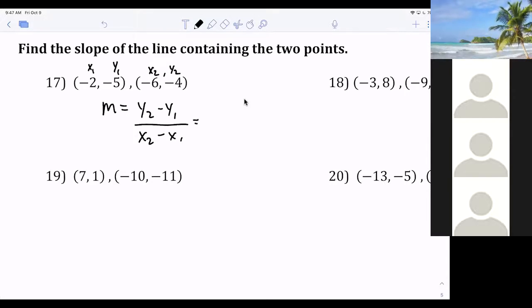So here we go. I'm going to say -4 minus -5 over -6 minus -2. Of course, double negatives make a what? Positive. So I have 1 over -4, which is the same as -1/4. Please don't ask me, well, if I do the first point minus the second point, are you going to get the same answer? Yes, because the 2 points are on the same line. It doesn't matter if you go the first point minus the second point or the second point minus the first point. It'd be the same answer.